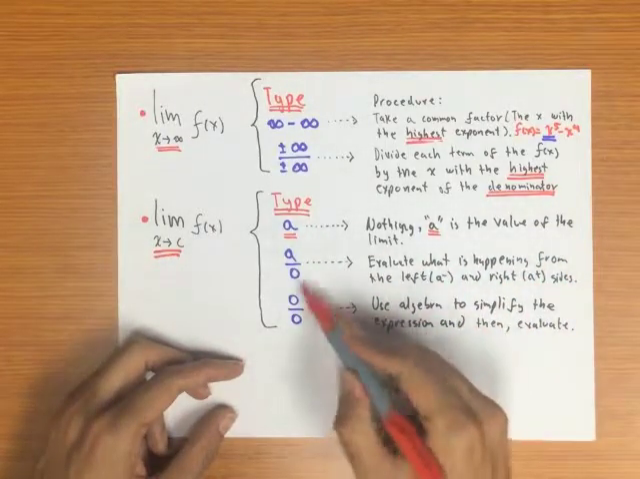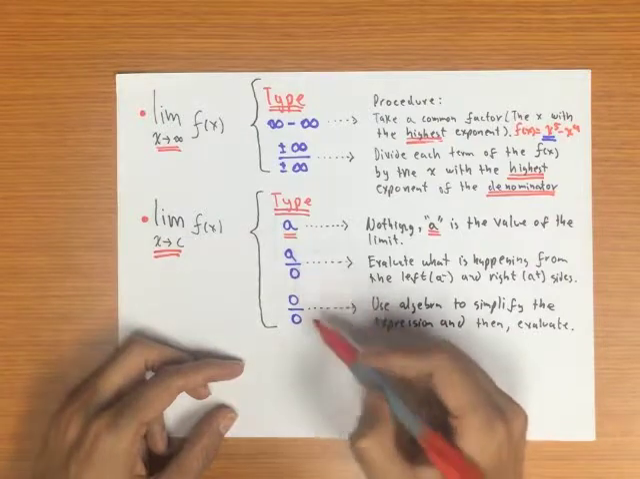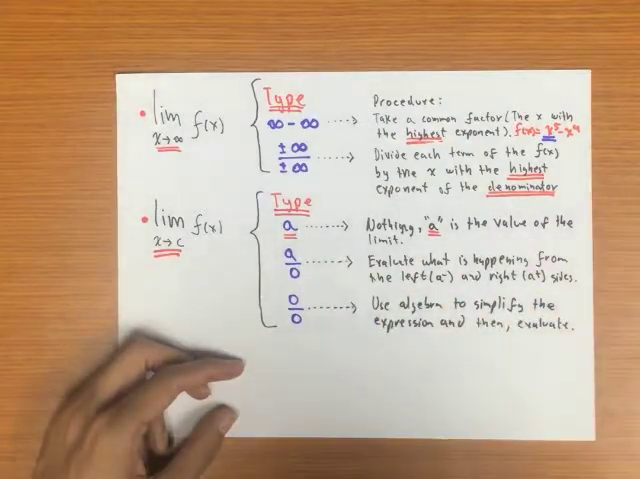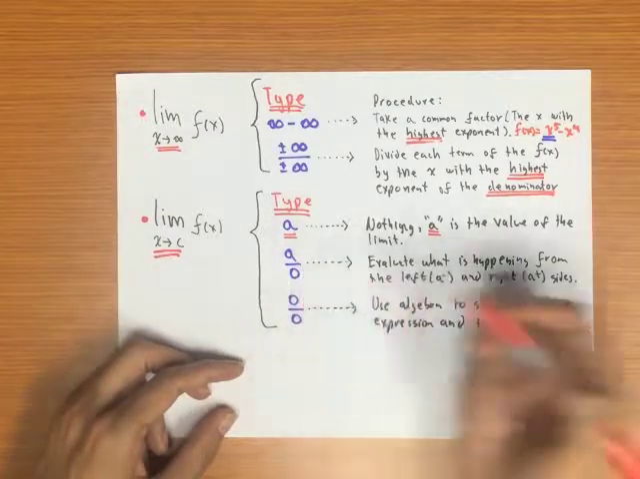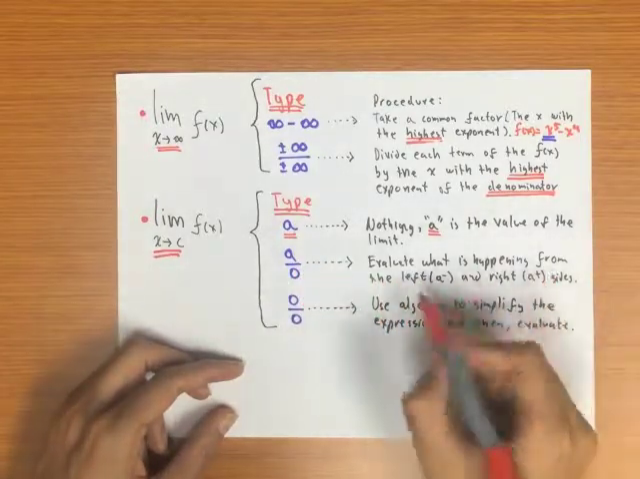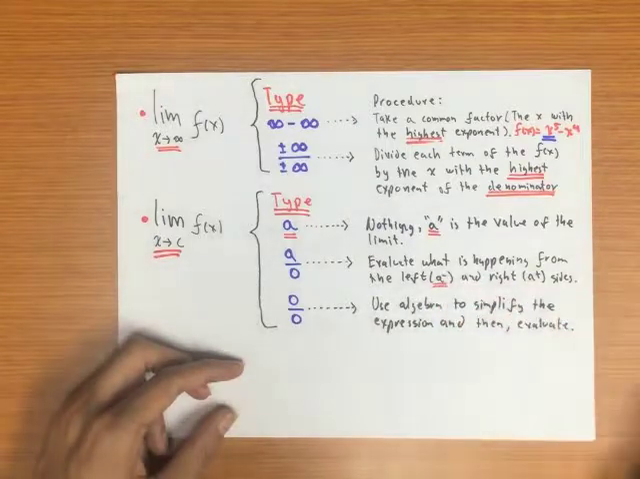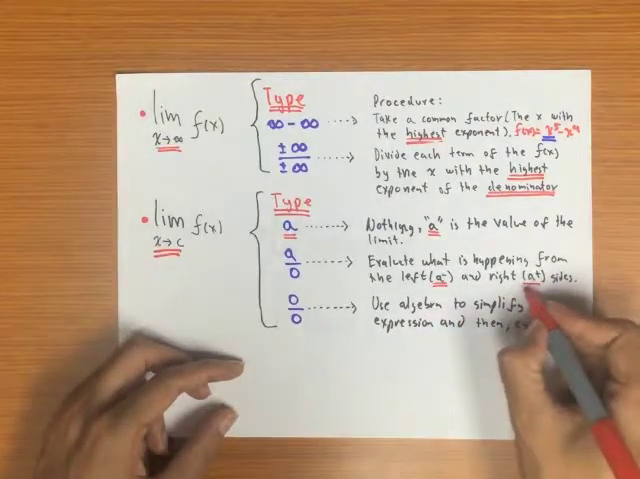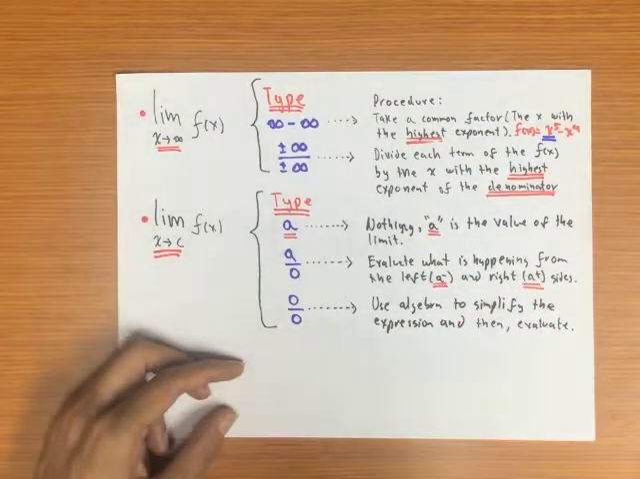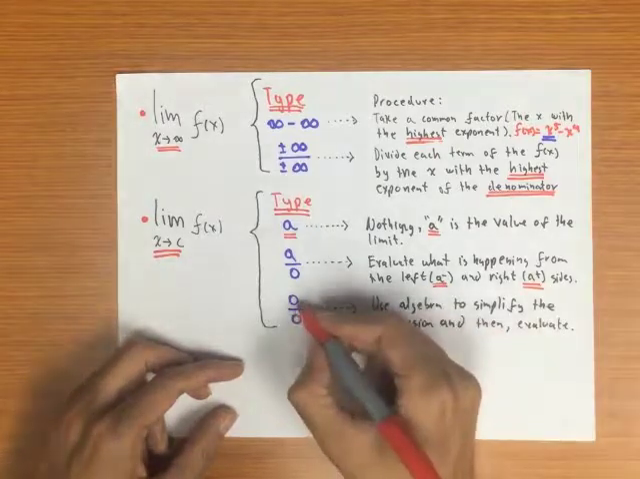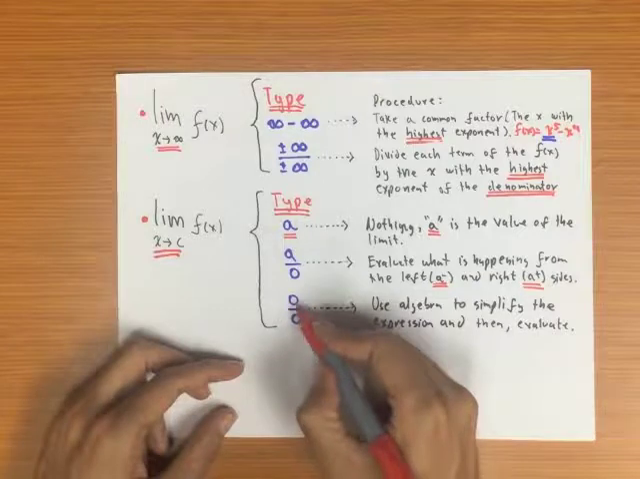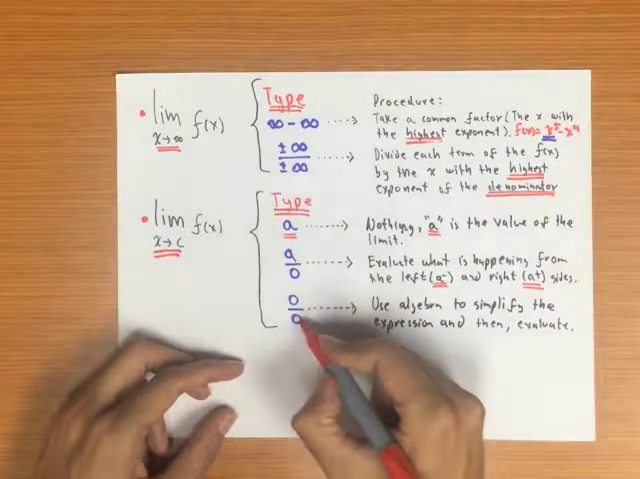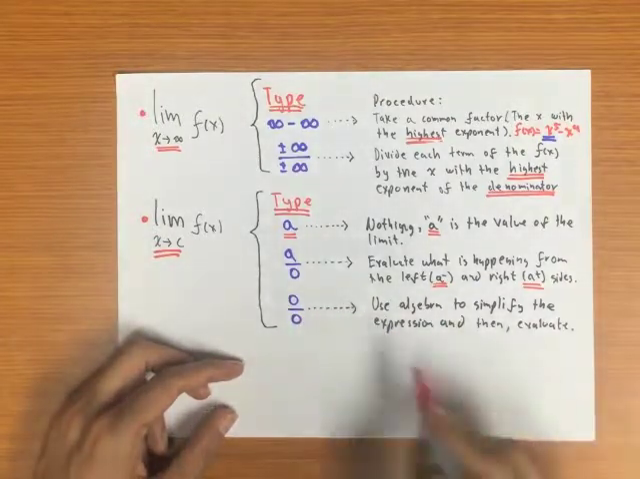The other two are the complex ones, because when you obtain a number over 0, you know that a number over 0 does not exist. You have to evaluate what is happening from the left side of the function and from the right side of the function. And finally, when you obtain the 0 over 0 type, the meaning of this 0 over 0 is also that something does not exist.